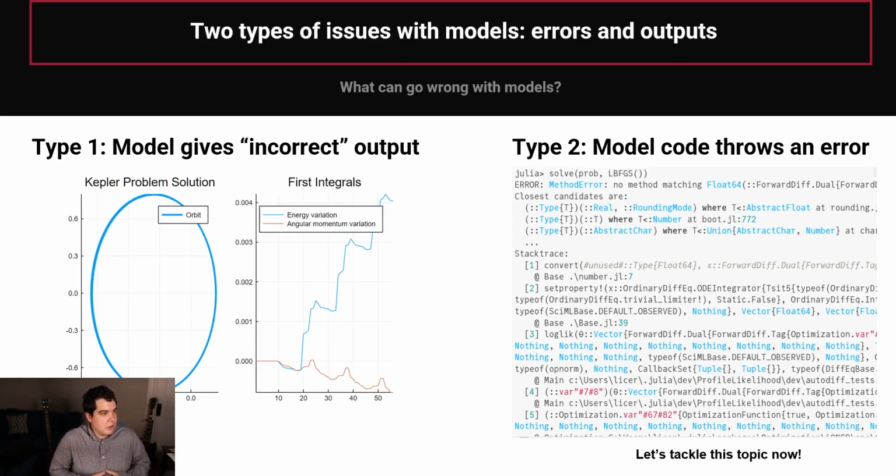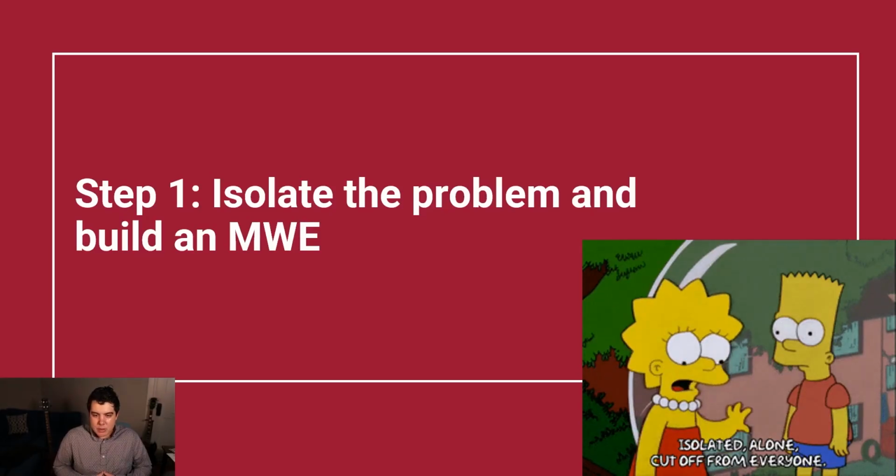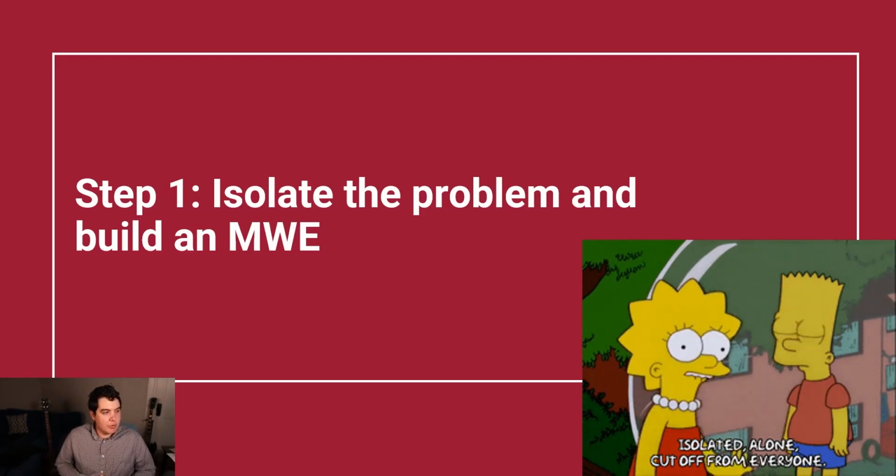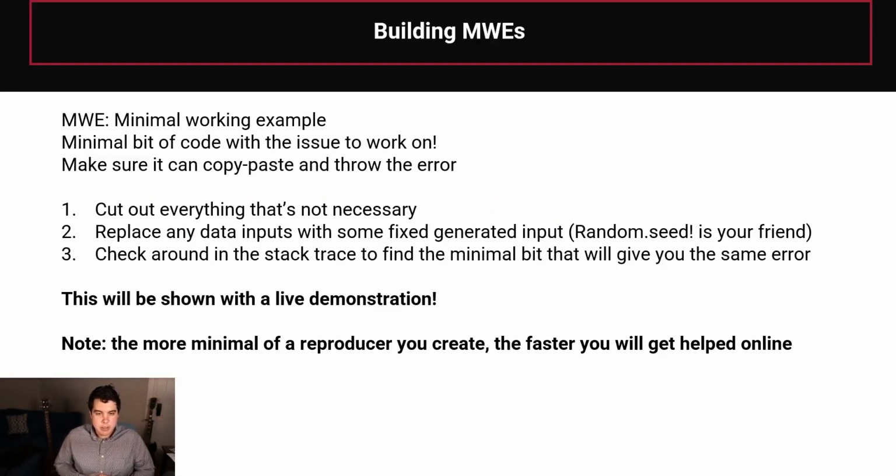So let's go into type 2 errors, right? For type 2 errors, what you want to do is isolate the problem and build an MWE. So what is an MWE? It's a minimal working example. It's a minimal bit of code with the issue that is there to be worked on. You want to give someone something so that they can copy paste it into their own REPL, see the error, and start working on it.